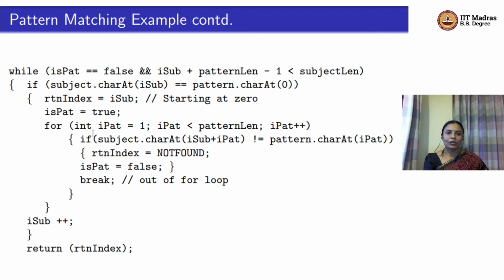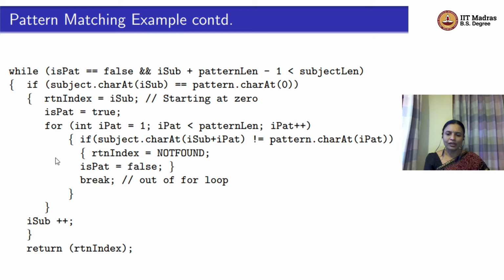That check is done by this for loop. It says for iPat, the index of the pattern, set it to 1. As long as iPat is less than the length of the pattern, check if the subject character found at position iSub plus iPat is the same as the pattern character at index iPat. If it is not, then you say, sorry, I have not found the pattern, and you break out of the for loop. If it is, then you increment and keep repeating this. The standard pattern matching program, no big surprises.